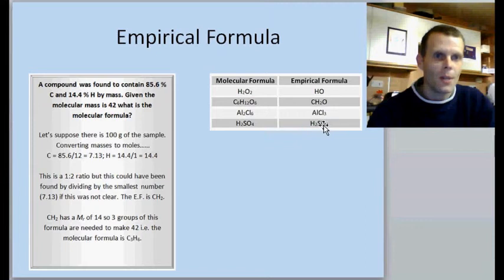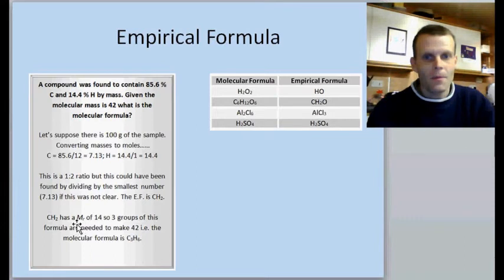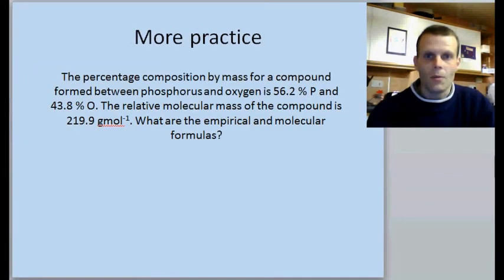And empirical formulae can be worked out, a very common exam question. Using some information, we can work out what an empirical formula is, what the simplest ratio is. And then, if we're told the actual molecular mass, we can work out the molecular formula from that. So, as an example on the last slide, you can have a look at.